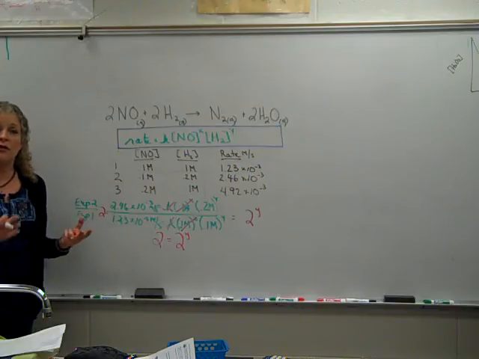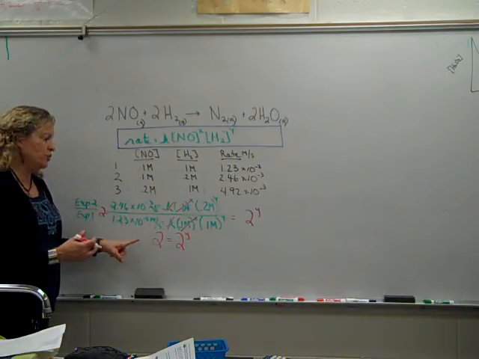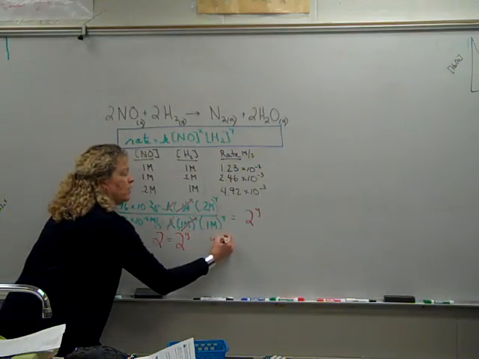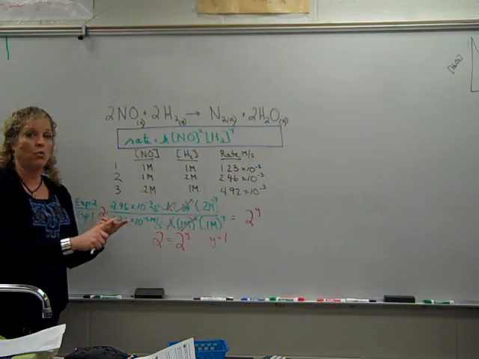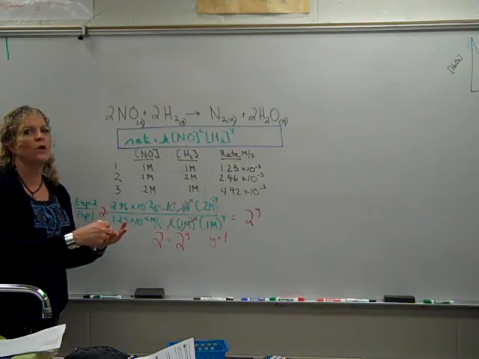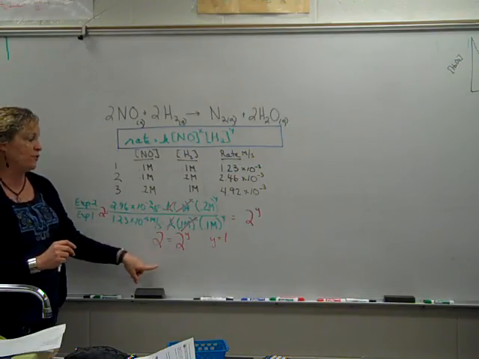And now you just do this in your head. You solve for the exponent. 2 to the what power is 2? Well, the answer is 1. The nice thing is these exponents are either going to be a 0, a 1, or a 2. Every once in a while they might be a 3, but they're nice, even whole numbers, so it'll be easy for you to guess.